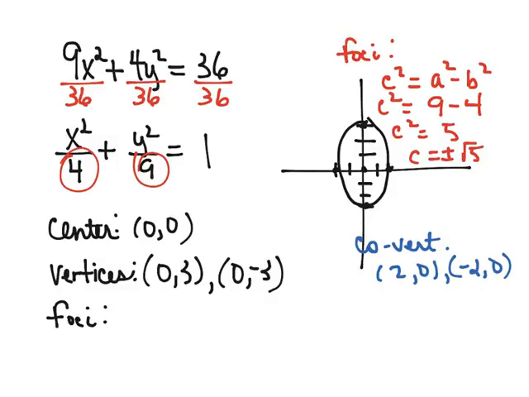Now the foci lie on the major axis. So that's the long axis. So if we start at the origin, which is 0, 0, and we're going to go up and down the square root of 5, which is approximately 2.2. So we would have a focus right here, and we would have a focus right down here. So our foci are going to be 0, square root of 5, and 0, negative square root of 5.